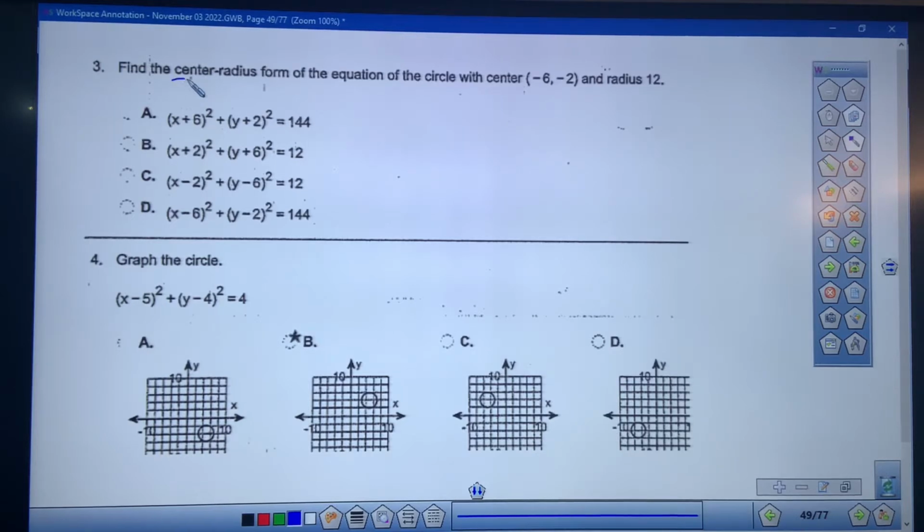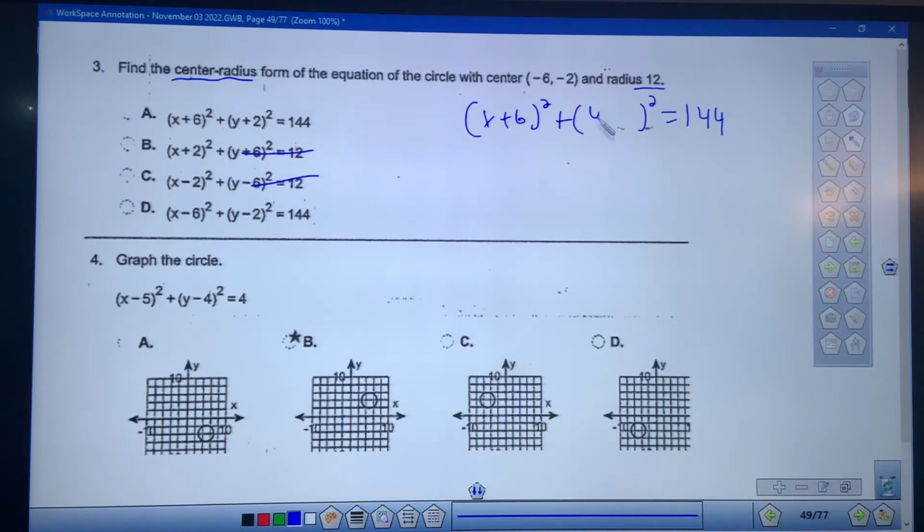Circle problems, they want the center and radius, so it's going to be opposite with circles. And since the radius is 12, that's going to equal 12 squared, so 144. I can immediately eliminate these two. It's going to be x plus 6 and y plus 2. Choice A. So I left it the same for that one, that's a distractor.